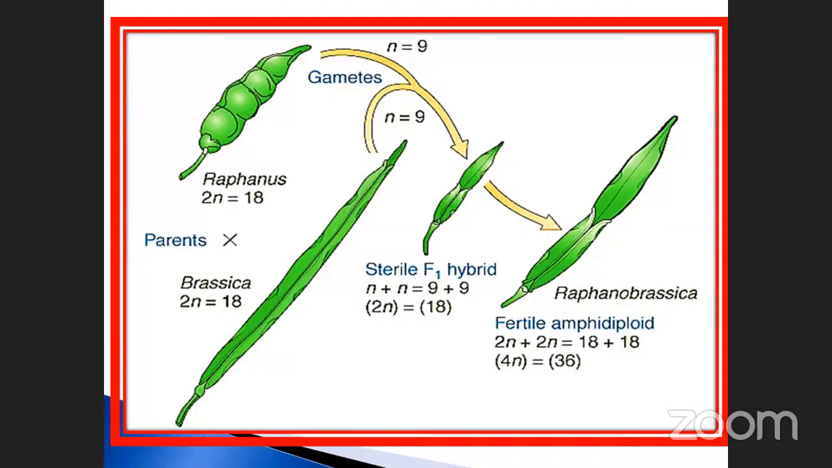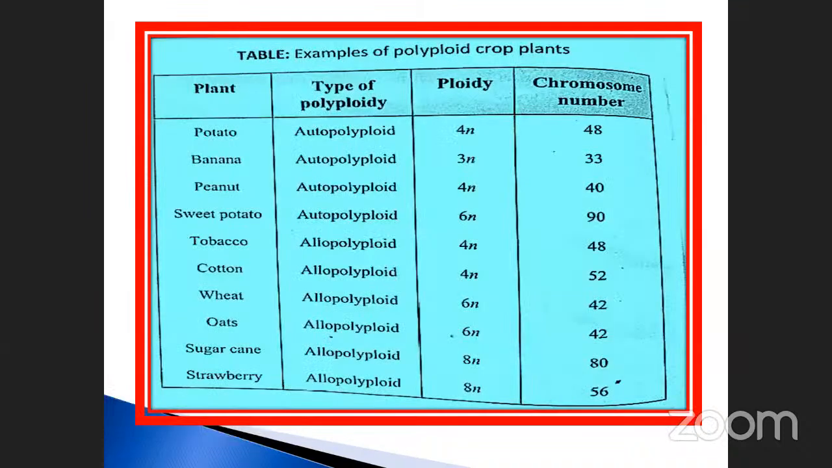When you hybridize, you get the F2 generation. What will be the nature? So 4n is 36. Here, 2n plus 2n, you will get 36. So 4n is equal to 36 only. Sometimes they may ask for the percentage. So what are the examples? We already discussed the types of polyploidy, the 2 types of polyploidy, and also the chromosome number.